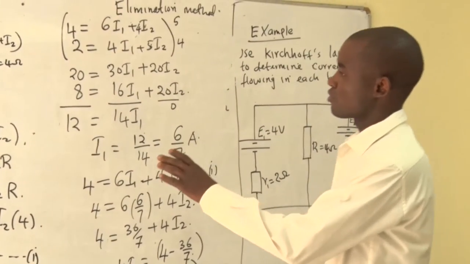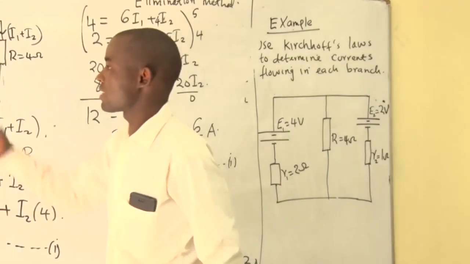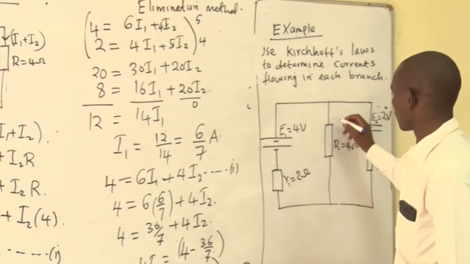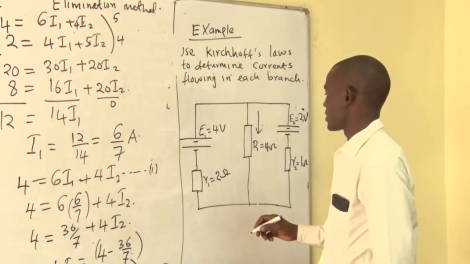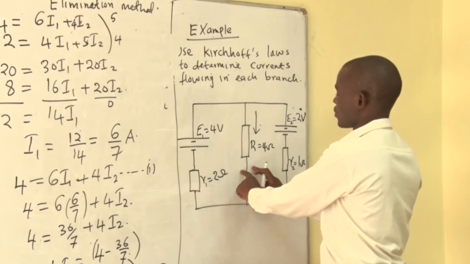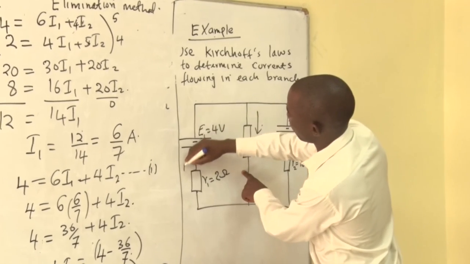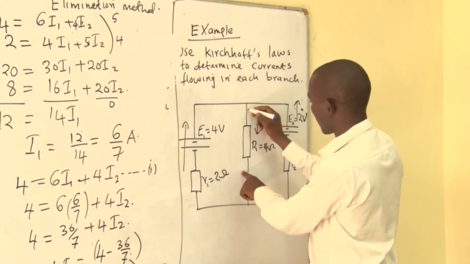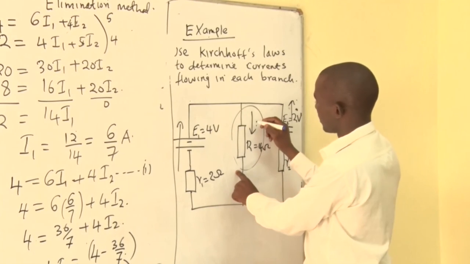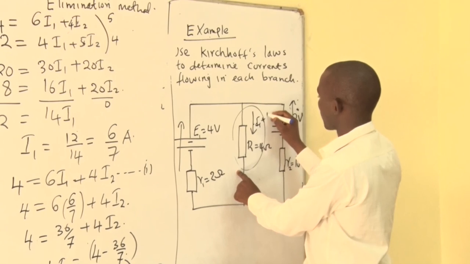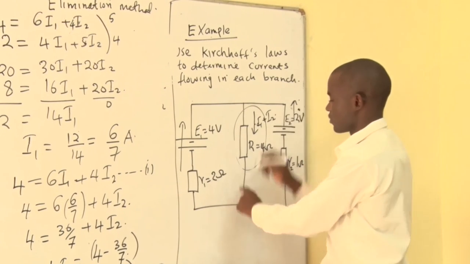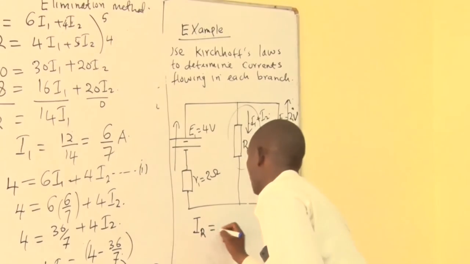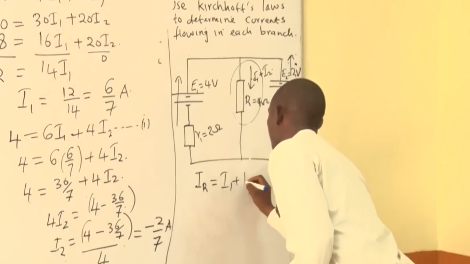Finally, because you now want to get your I3, or the current that is flowing across this resistor. We want to know the current flowing in this branch. Remember, I1 is the current flowing in this branch, I2 is the current flowing in this branch. So the current flowing in this branch is I1 plus I2. So that means the current flowing across R will be equal to I1 plus I2.